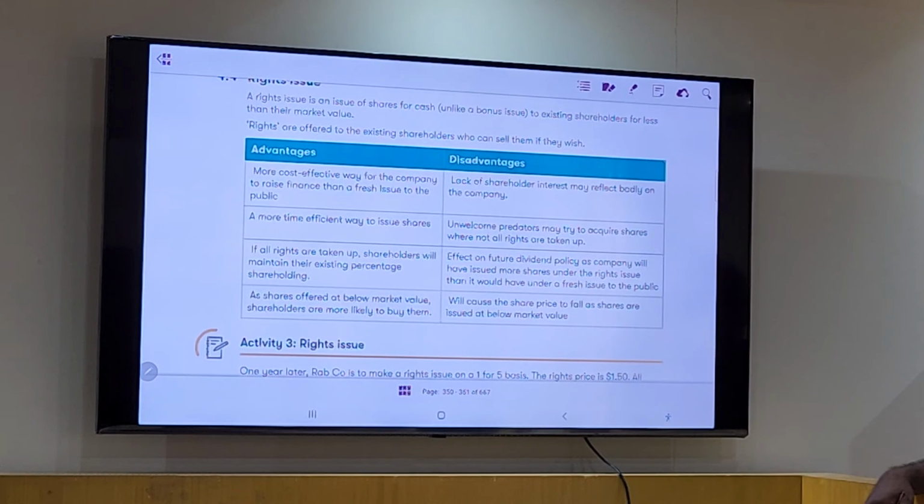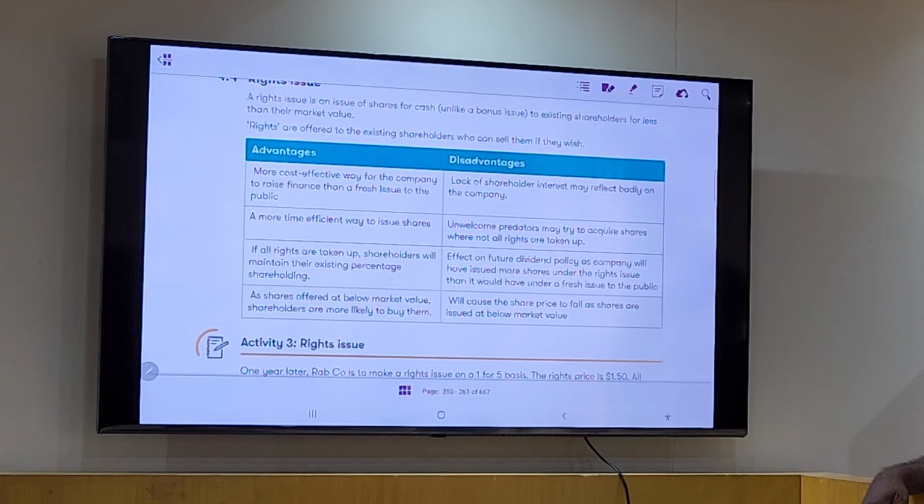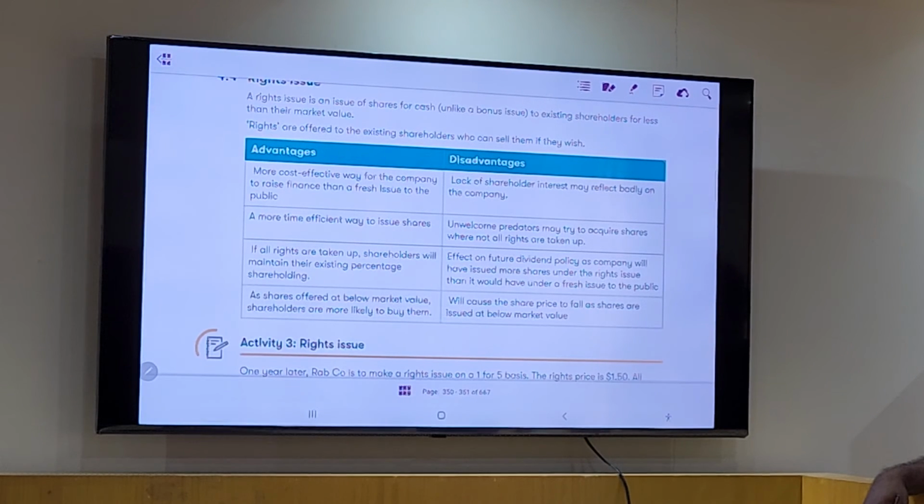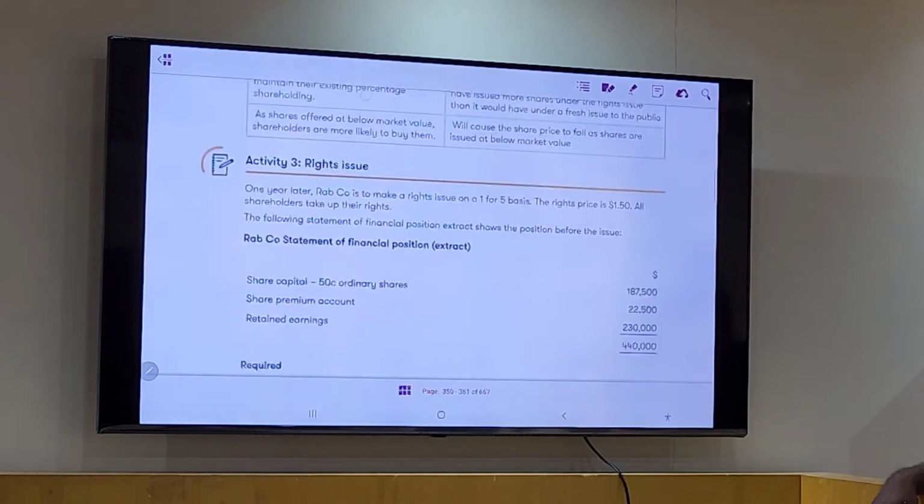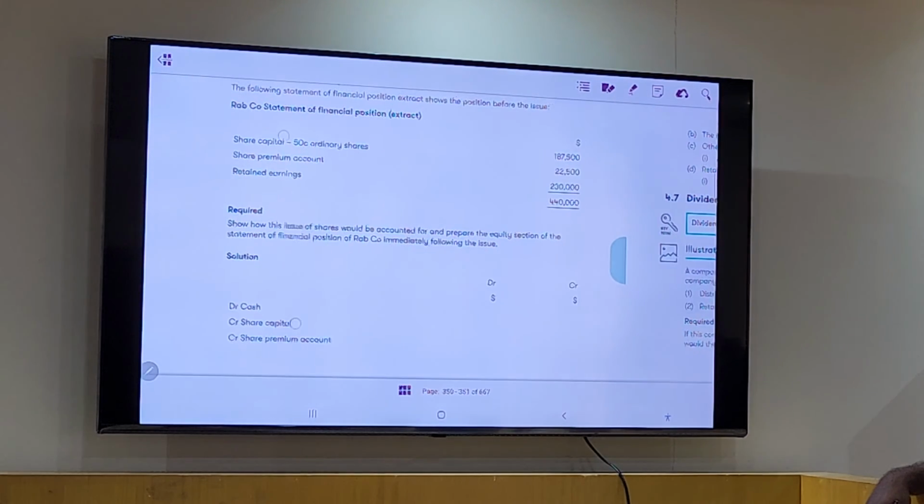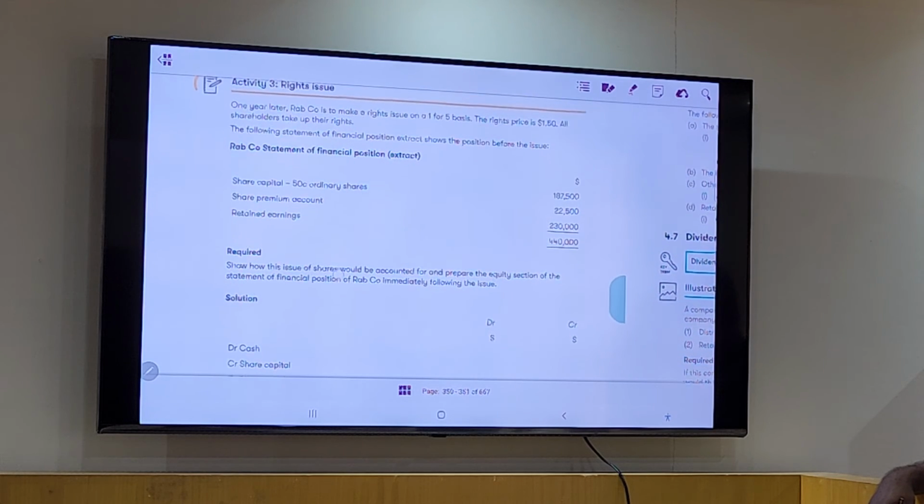Effect on future dividend policy: the company will have issued more shares under the rights issue than it would have under a fresh issue to the public. So there will be a problem in the dividends. It will cause the share price to fall, as shares are issued at below market value. Can you try this question now?